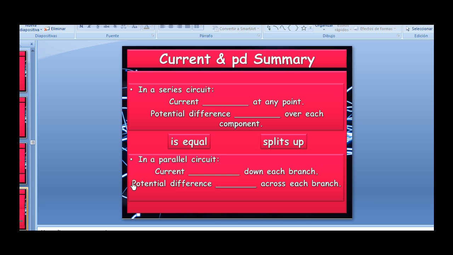So, current and potential difference summary. Again, I'll let you pause it for a second, think about this, and I'll do it in a sec myself, so pause it now and give it a bash.